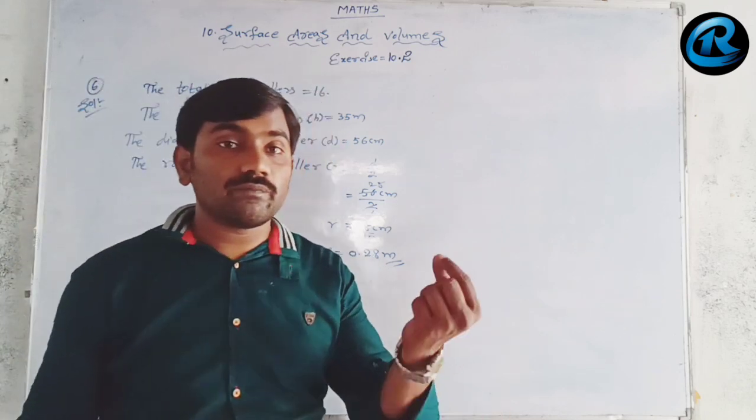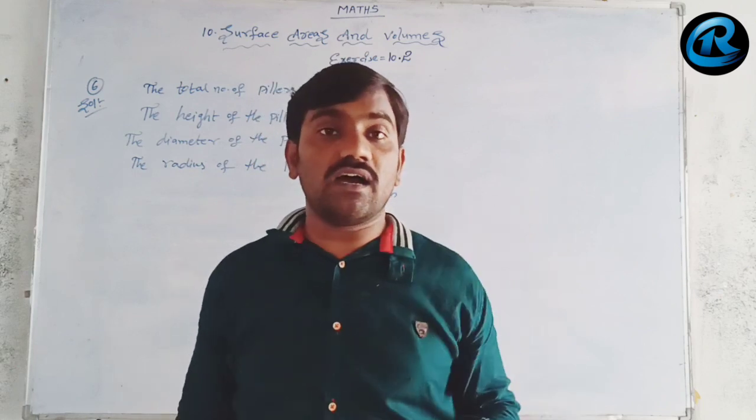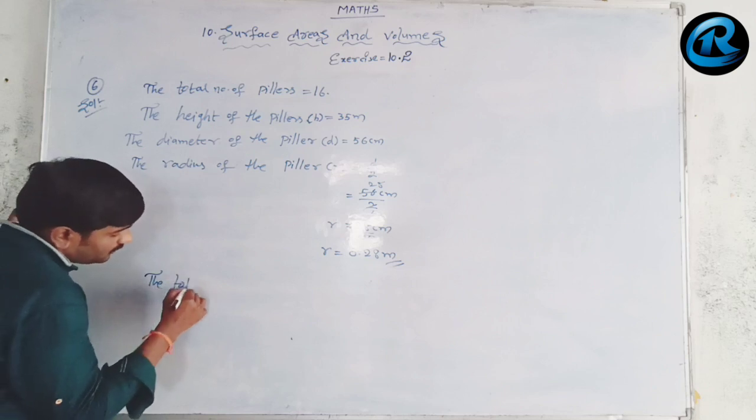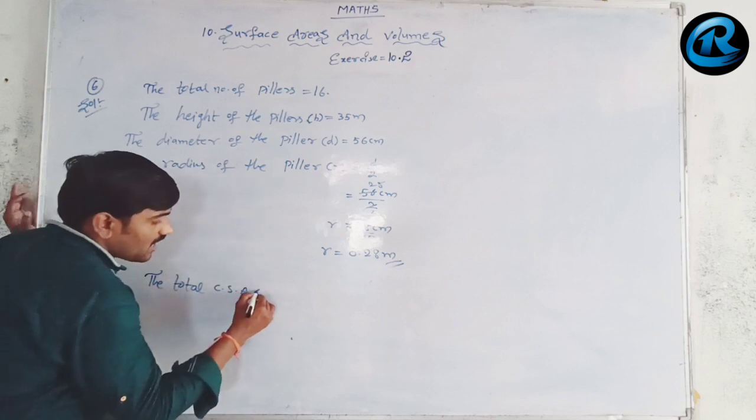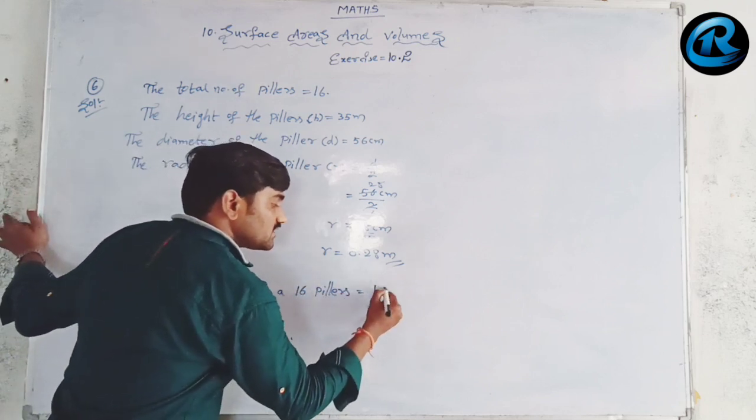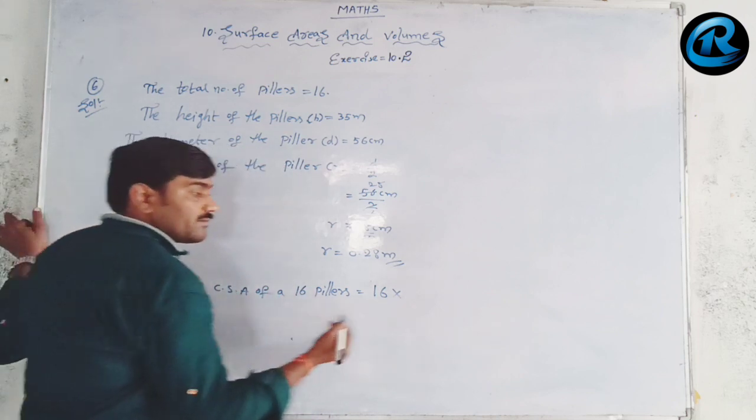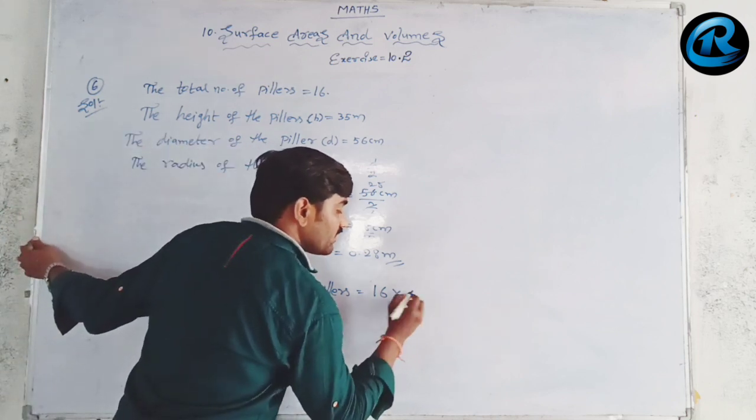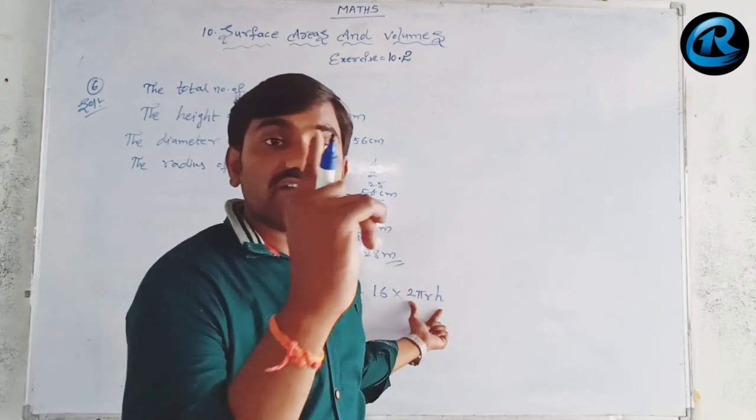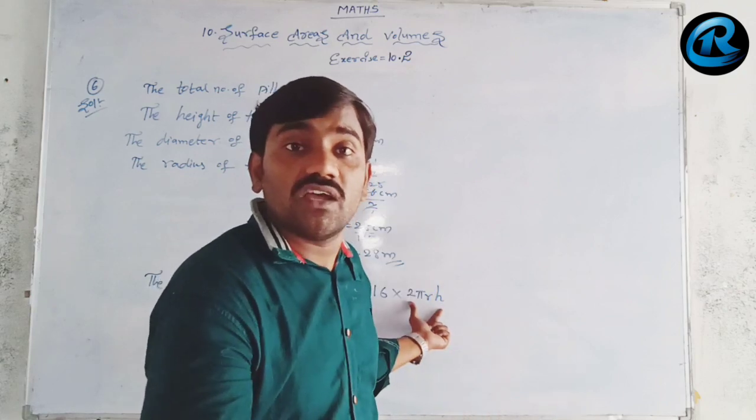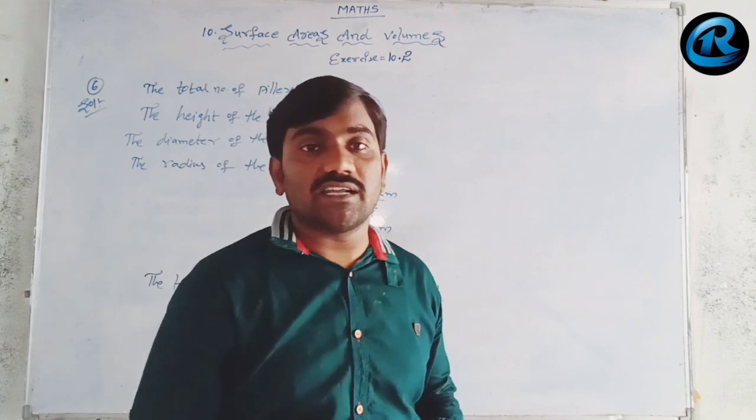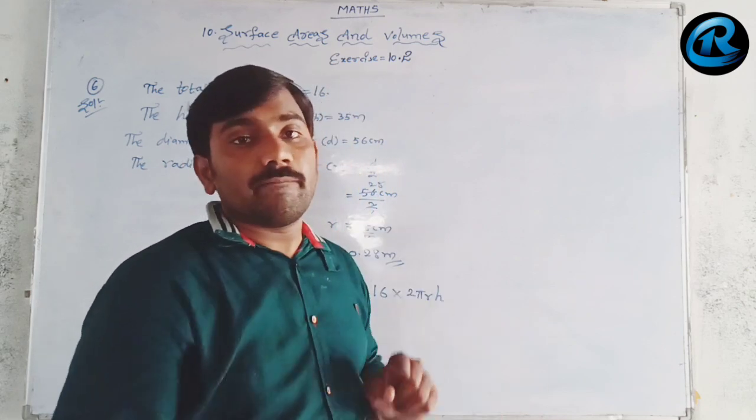Now what we need to find out? The total curved surface area of 16 pillars we need to find. The total curved surface area of 16 pillars equal to 16 into curved surface area of 1 pillar. Curved surface area of 1 pillar, that is 2 pi r h. 2 pi r h means curved surface area of 1 pillar. But here we have 16 pillars. So 16 into curved surface area of 1 pillar.